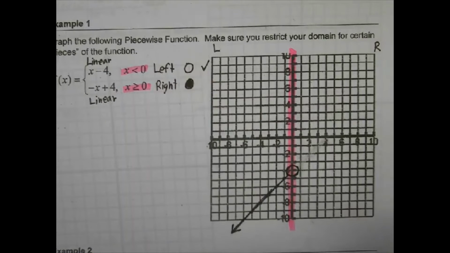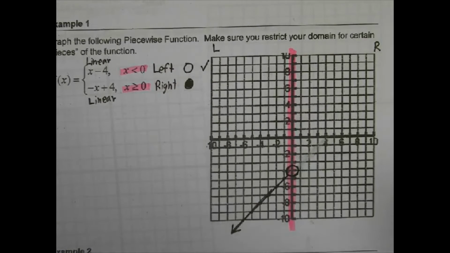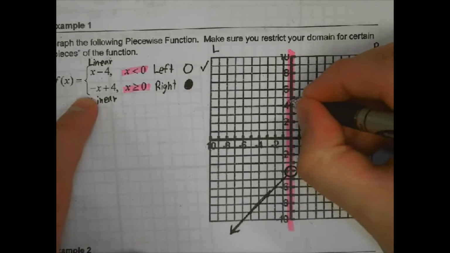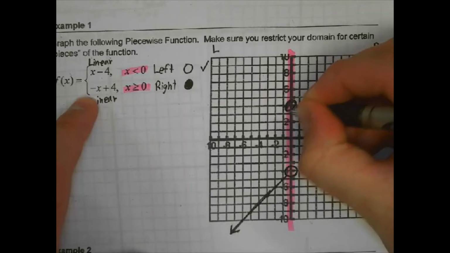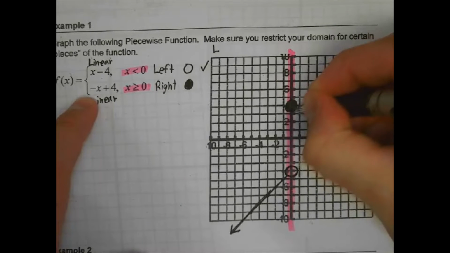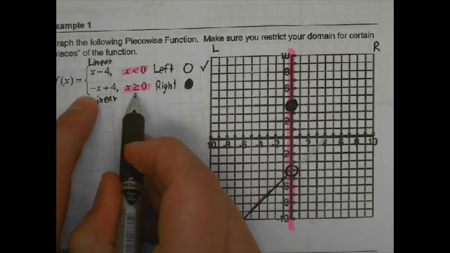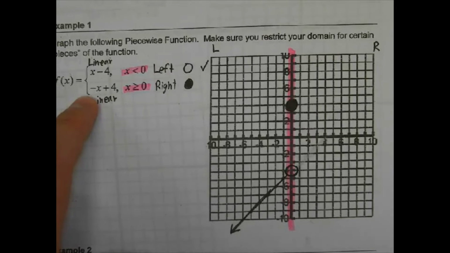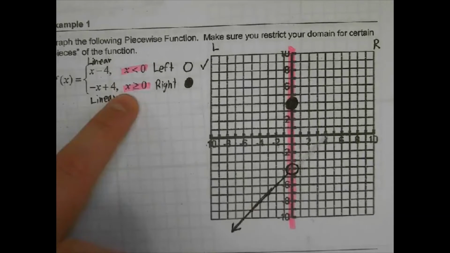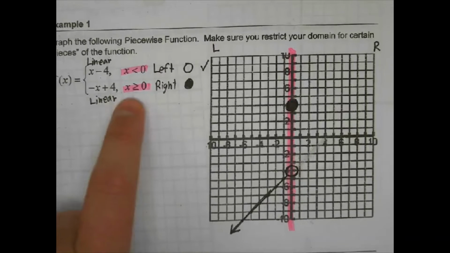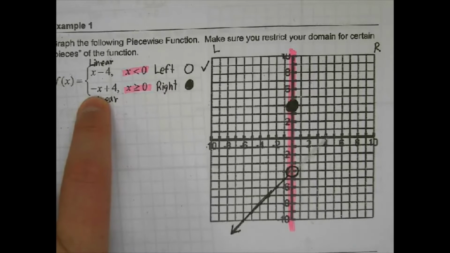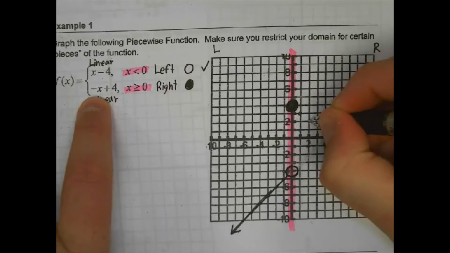The second piece has a different equation. I'm going to be at +4, but notice that I am now going to put a closed circle because I can actually be equal to 0. So I'm going to put a huge closed circle right at +4 because I can actually equal 0 and actually hit at 0. Now, this slope is -1, so I don't go up 1, right 1. I'm going to go down 1, right 1, down 1, right 1, down 1, right 1.